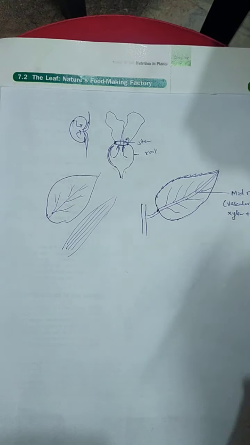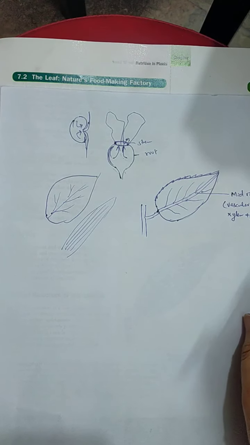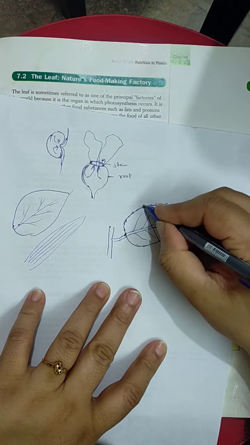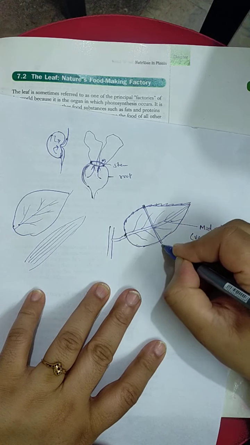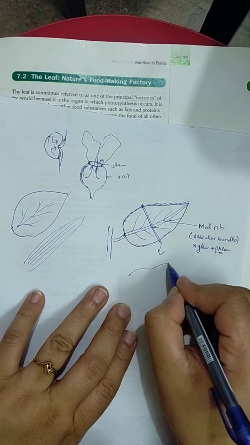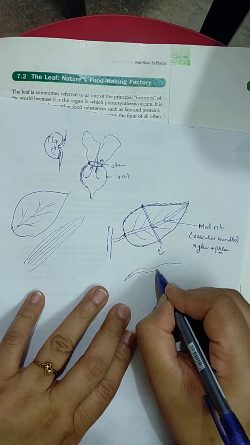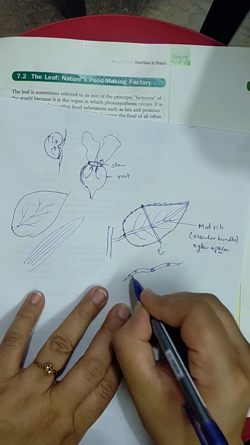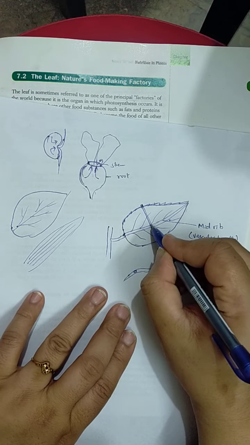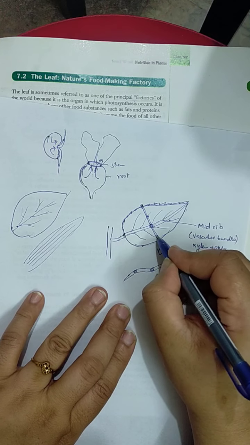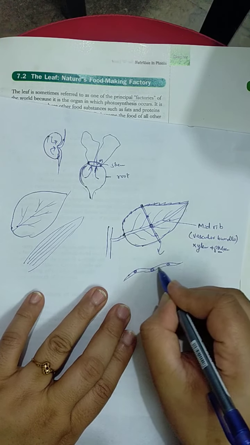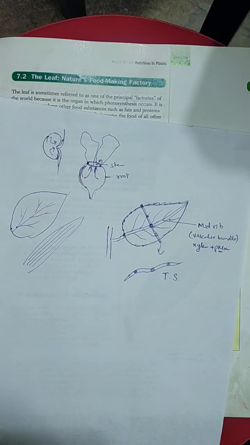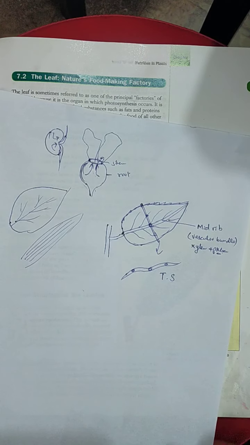Now we have to study the internal structure. What is meant by internal structure? For example, I take this leaf and cut a small piece from here, and if I show you, this portion of the leaf can look like this. This is called the transverse section. The round areas I am making are basically these vein areas shown here. This is called TS, or transverse section.